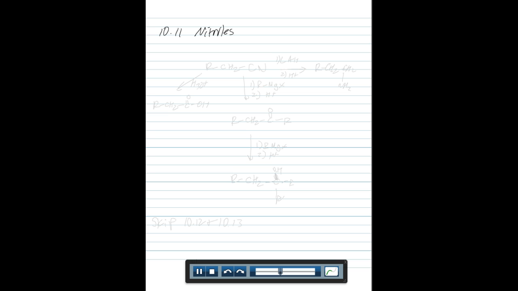Finally, 10.11 is nitriles. So we already saw how to make a nitrile by an SN2 reaction earlier in this chapter. Nitriles, there's a few things you can do with them. One, if you add acid and water, you can hydrolyze it into the carboxylic acid, which again we saw at the beginning of this chapter. You can add an equivalent of Grignard. So I'm going to put R this time. Let's put X. It doesn't matter what you use. And you can make a ketone.